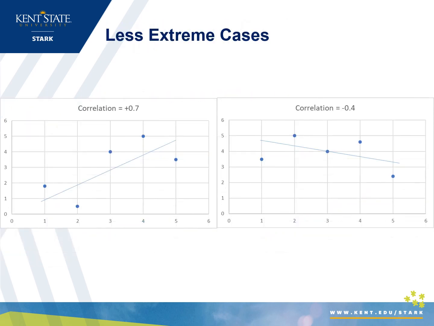Now, most of the time, you won't find perfect straight lines. You'll have less extreme cases that nonetheless come close to having a straight line form. Here we have a correlation of +0.7 and -0.4. In both cases, we can imagine a straight line that passes near the points, even if it's not perfect. The correlations here indicate that the line does a bit better job on average for the positive relationship on the left than the negative relationship on the right, even though on the right there is one point that the line goes straight through.